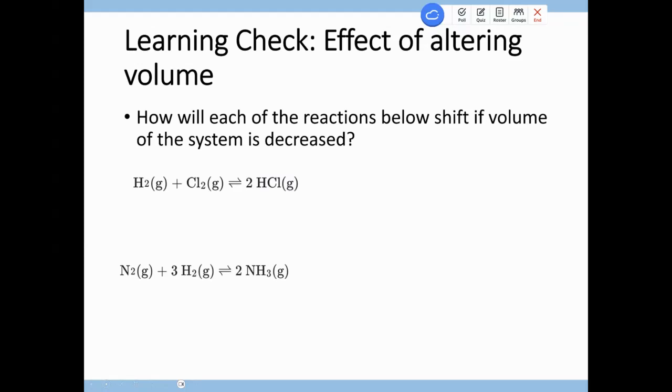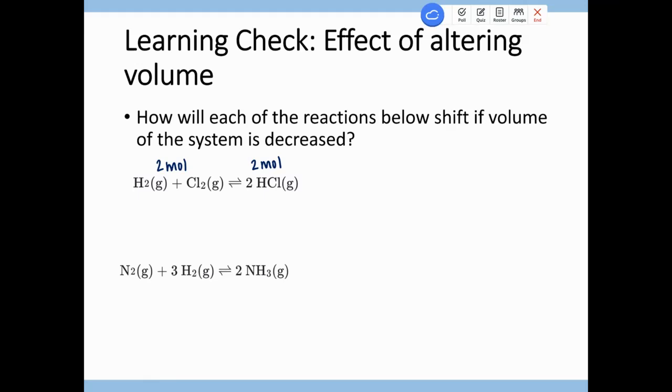All right, for our first reaction, how many moles of gas on the reactant side? 2 moles. So we have 1 mole of H2 and 1 mole of Cl2. So we have 2 moles of gas on the left side. On the right side, we have 2 moles of HCl. So 2 moles on the left, 2 moles on the right.